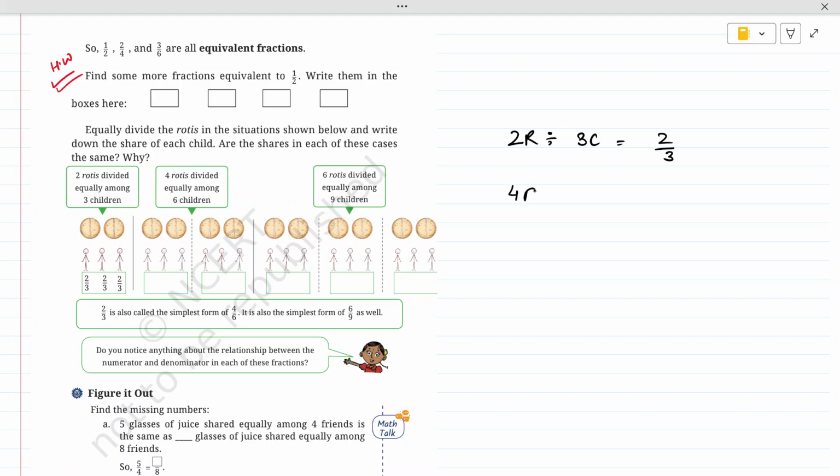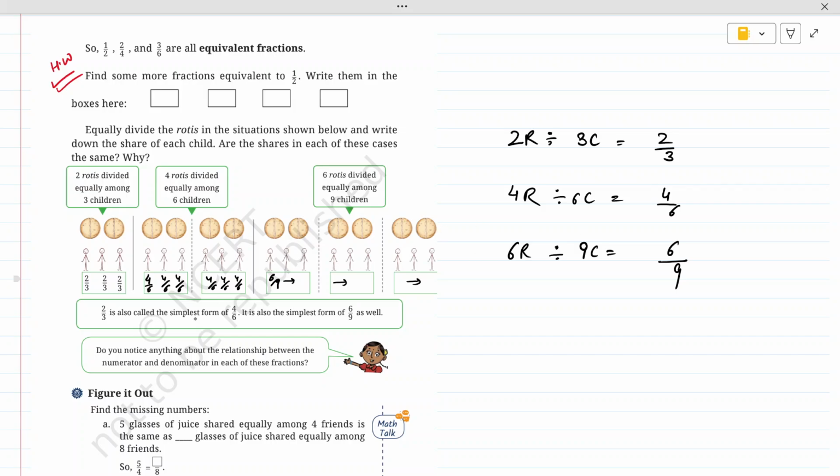Next one, four rotis are divided into six children. So we will get 4 by 6. Each kid will get 4 by 6. And then third one, 6 rotis are divided into 9 children. This will be 6 by 9, right? So every kid will get 6 by 9 rotis here.